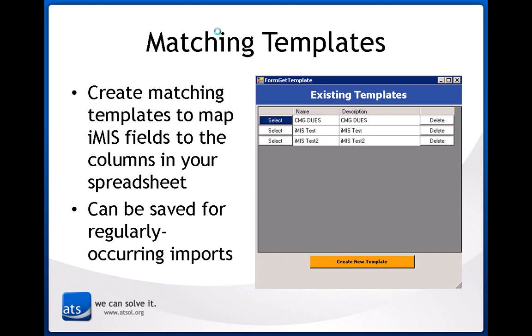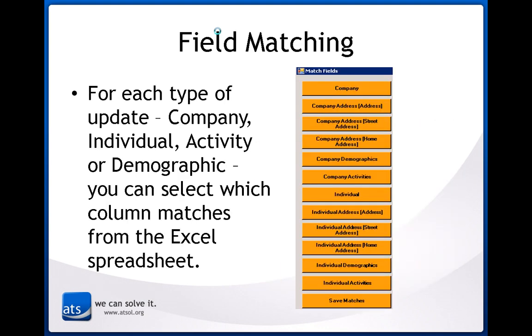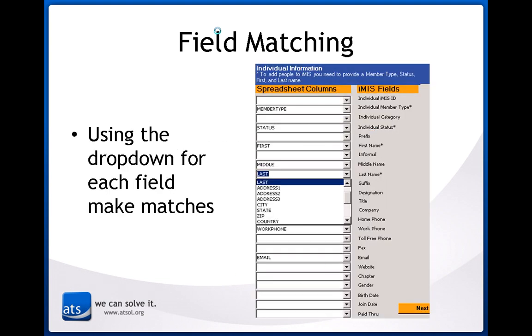You'll create a template for matching the columns in your spreadsheet to fields in iMIS. These templates can be saved for regularly recurring imports. For each type of update, company, individual, activity, and demographic, you can select which column matches the fields in your Excel spreadsheet. Using the drop down for each field allows you to select which column directly from your Excel spreadsheet.